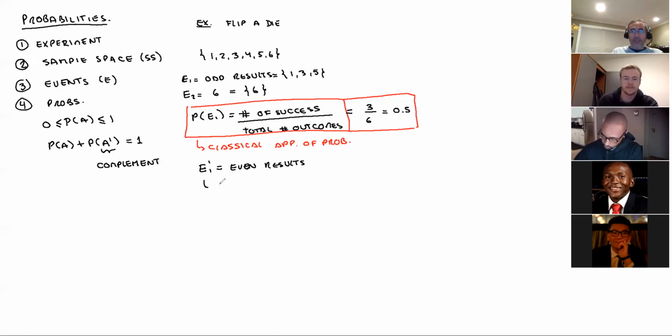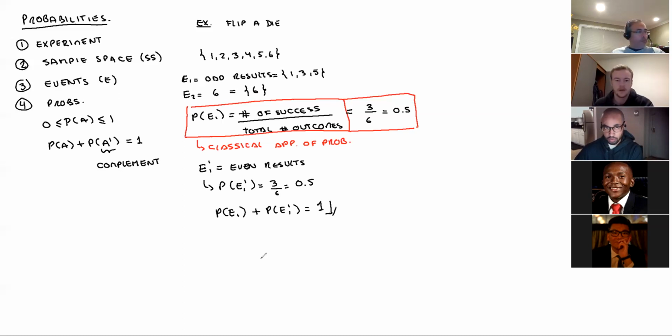And of course, guys, what is the probability of E1 prime? It's going to be exactly the same, right? In this example, it's going to be 0.5. And as you can see, guys, the probability of event 1 plus the probability of not the elements of event 1 is going to be simply equal to 1. Make sense to everyone?